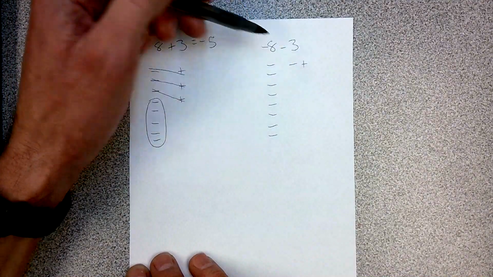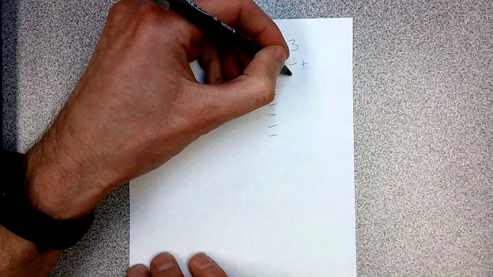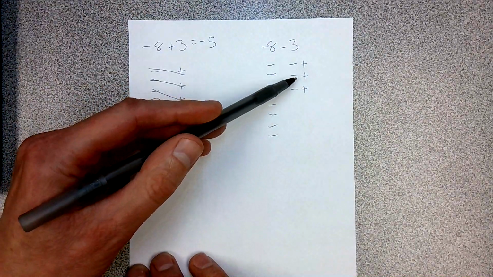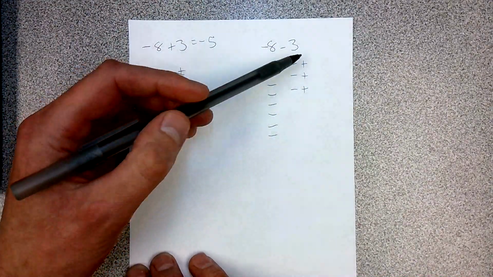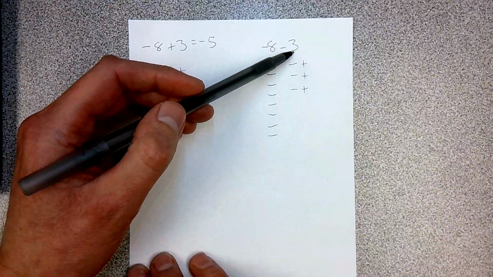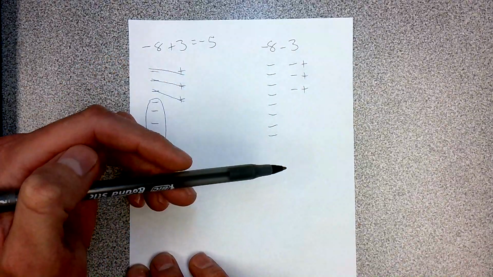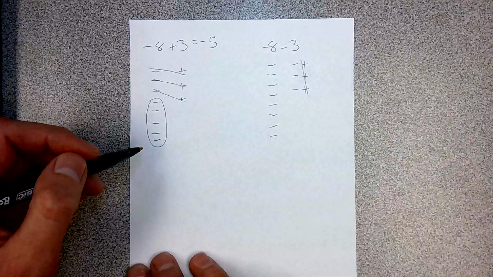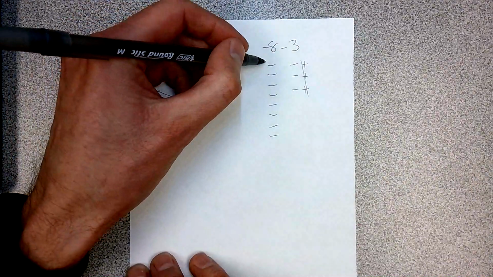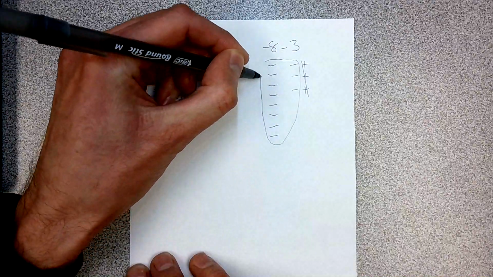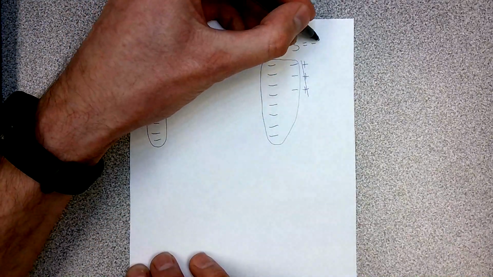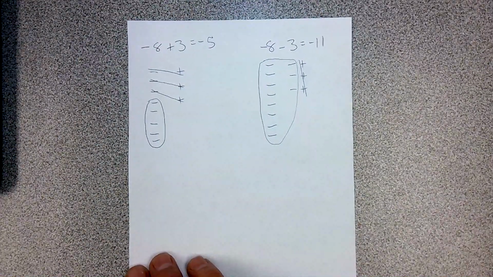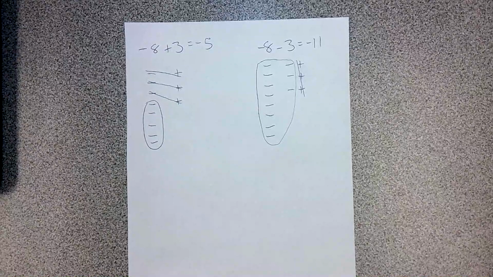Again, a positive and a negative make 0, so I can put as many zeros in here as I want. You can put as many zeros on as you need to. I only needed 3 positives to take away, so I only put 3 zeros on here. Now I can take those 3 positives away, and what I'm left with are 11 negatives. So negative 8, take away 3, is negative 11.